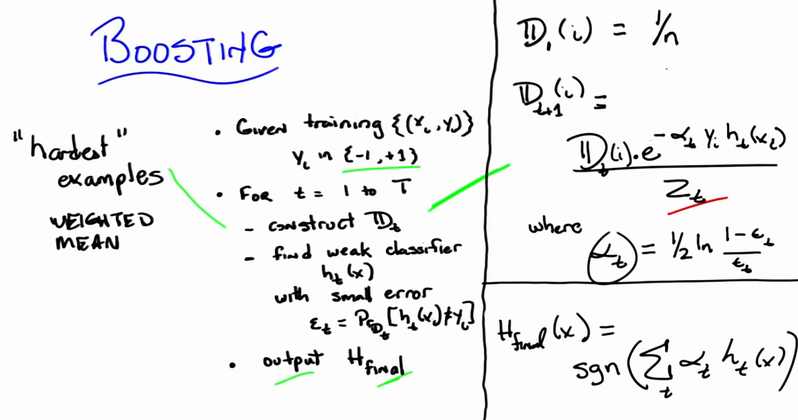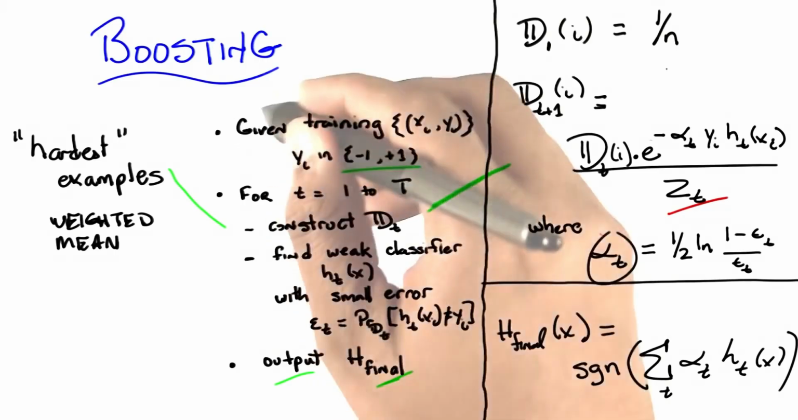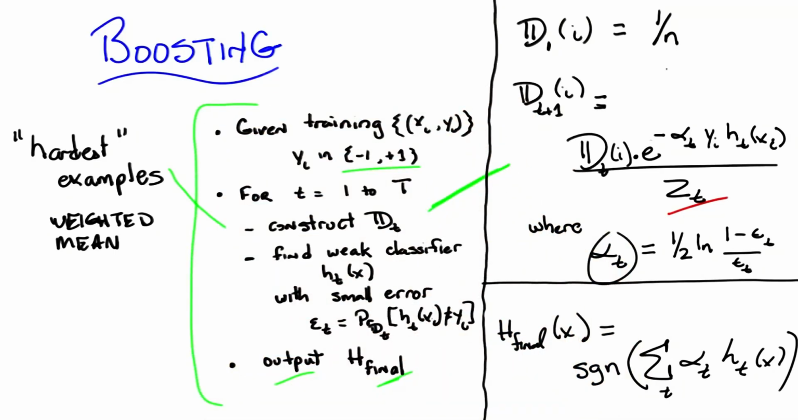Okay, so this is boosting, Michael. There's really nothing else to it. You have a very simple algorithm, which can be written down in a couple of lines. The hardest parts are constructing the distribution, which I show you how to do over here, and then simply bringing everything together, which I show you how to do over here.